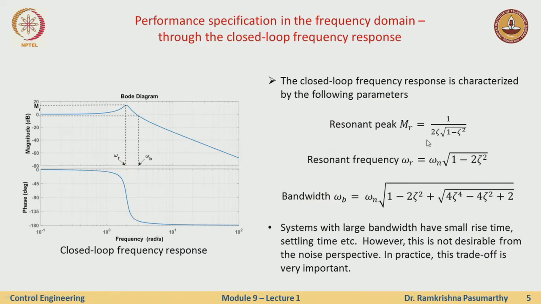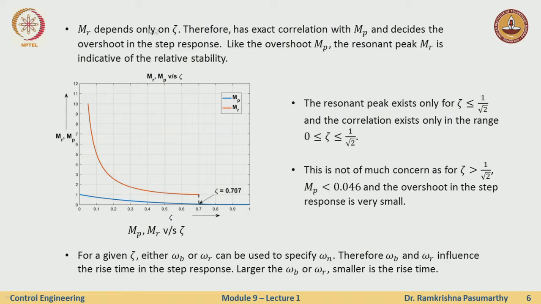The resonant peak M_r depends only on zeta. If you look at the formula for M_p in the time domain, it also depends only on zeta, so there is a very nice correlation between M_r and M_p. Given a specification on M_r, I can translate it directly into a specification on M_p or on zeta. In the same way as peak overshoot, the resonant peak is also an indicator of the relative stability of the system. The expression for the resonant peak tells me that it exists only for zeta between 0 and 1 over square root of 2, and the correlation between M_p and M_r is given by plots like this.